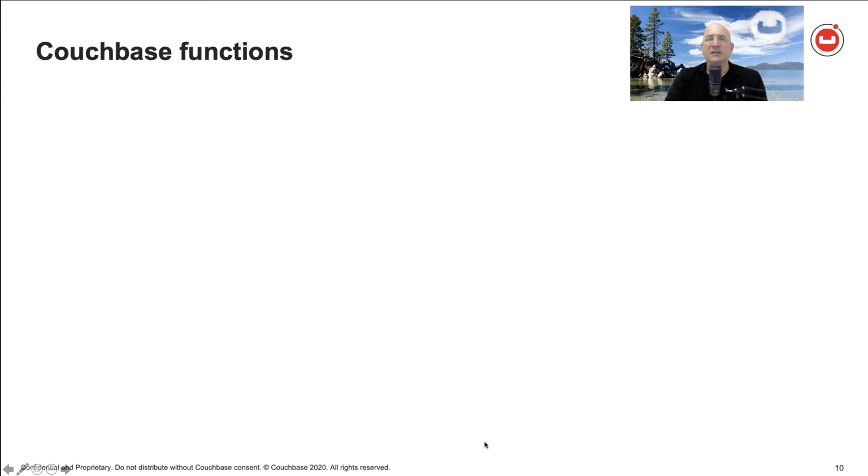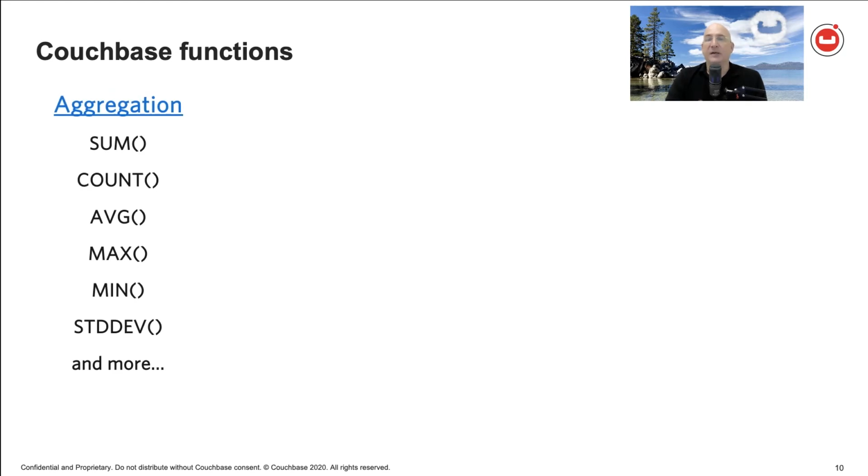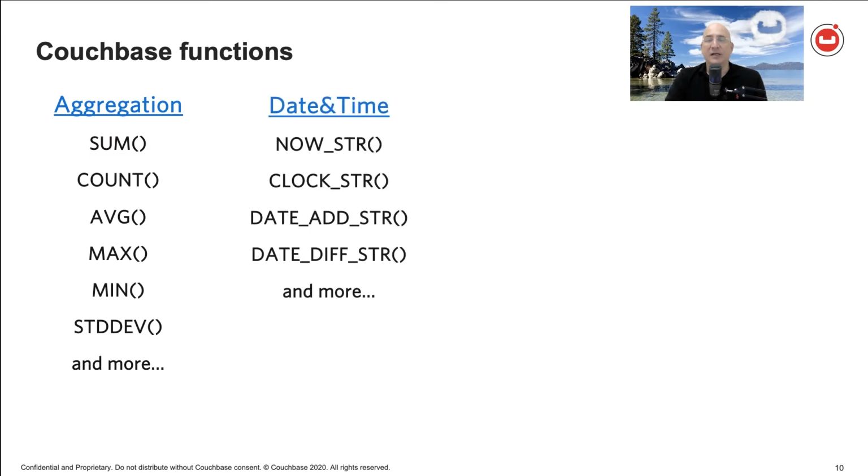N1QL offers dozens of functions that you can use in your N1QL statements. First of all, there are the familiar aggregation functions like sum, count, average, maximum, minimum, and others. These are all exactly like SQL. We also have date and time functions like now_str, which gives you the current date and time. Date_add_str helps you perform date and time calculations.